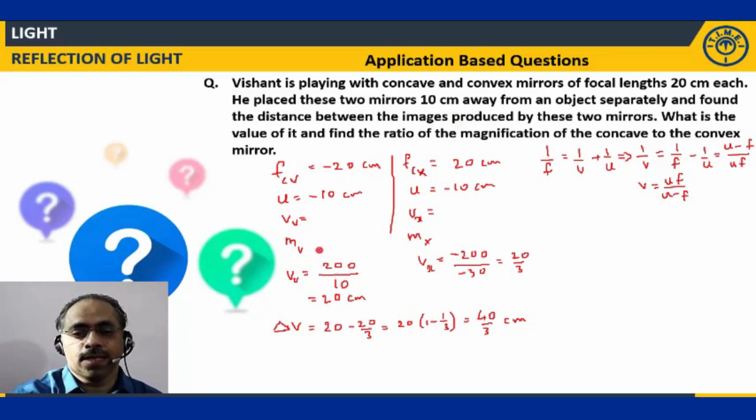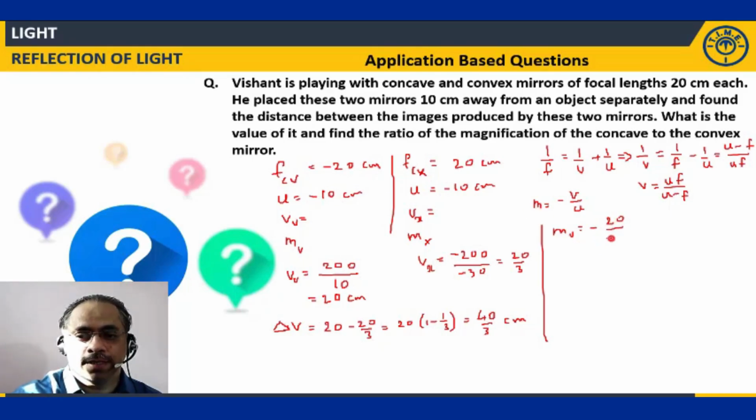That is one thing. Second thing, we need to find out the value of M, magnification. So let me find out first what is Mv. How do we get the magnification? M is equal to minus V divided by U. That is the formula. So if I take Mv, minus of, what is V over here? 20 divided by, what is U? Minus 10. So this is nothing but 2.